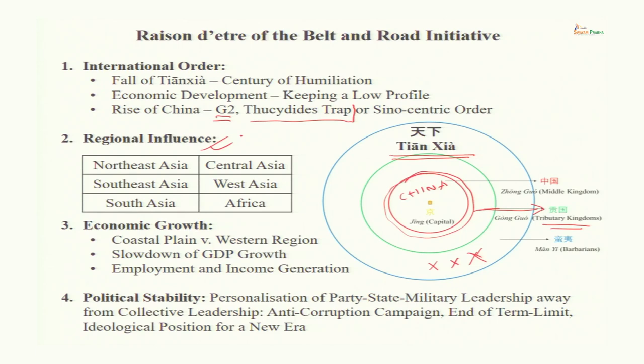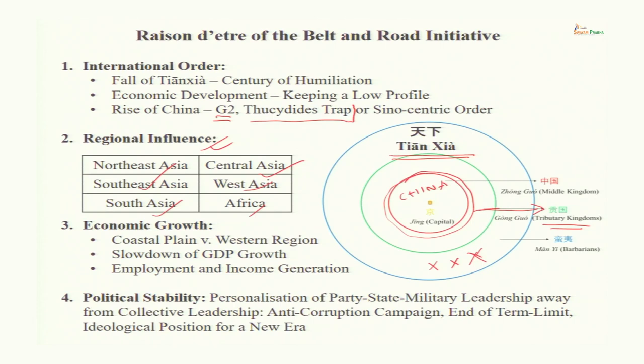Then of course there is a regional influence. I won't have enough time to go into details. China wants to influence neighboring countries, where America is a dominant power in most of the places. It wants to replace America, or say in Central Asia, where Russia is dominant, it wants to replace Russia, or in say South Asia, India is the dominant power. So it wants to replace the dominant power by itself. Most of these areas are dominated by the United States, whether it's East Asia, West Asia or Africa. So China wants to replace the United States as the predominant power, while in Central Asia it is Russia and in South Asia it is India.